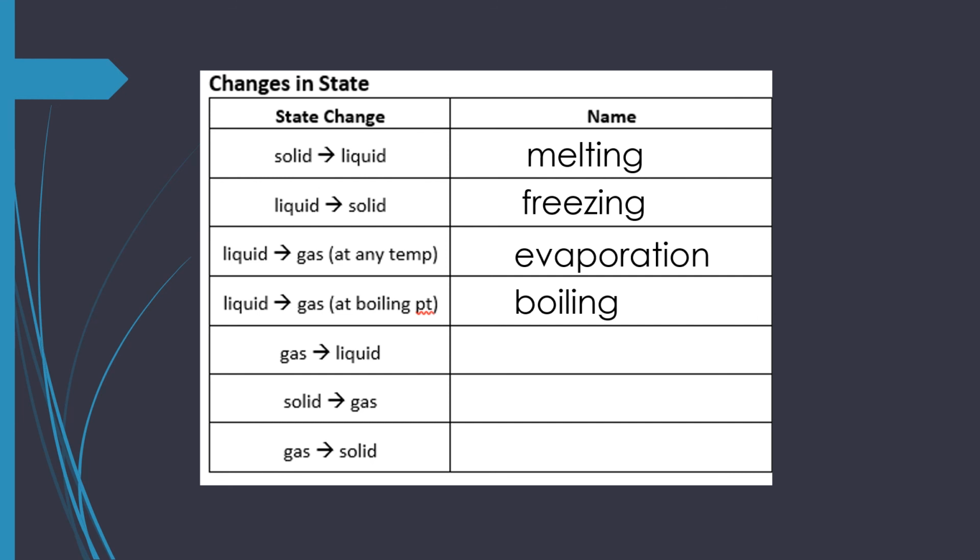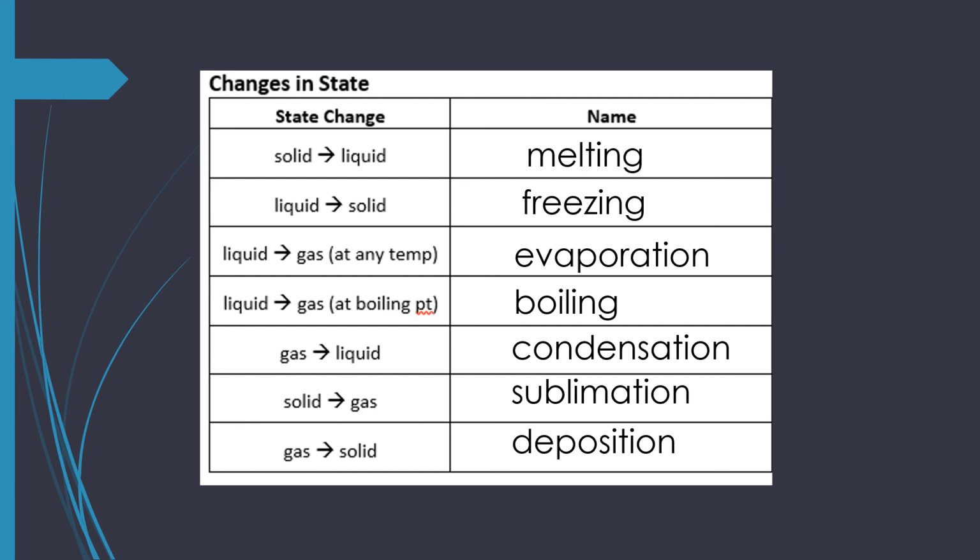Gas turning to a liquid is condensation. That's what happens on the mirror when someone's in the shower and all that hot water turns into a gas and then recondenses on the mirror. That's condensation. These last two deal with sort of dry ice. If you turn a solid right to a gas, like dry ice, that's sublimation. And if you turn a gas right back to a solid without going through a liquid, we call that deposition.